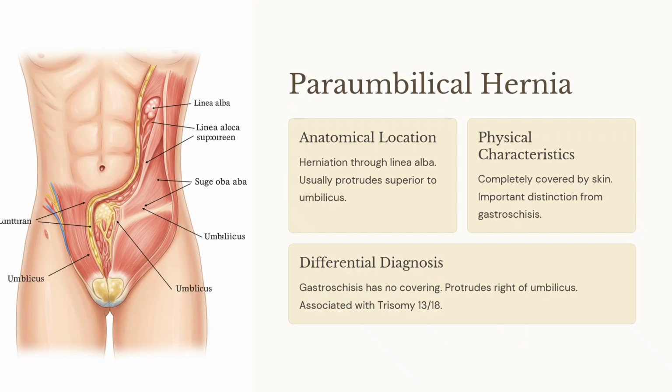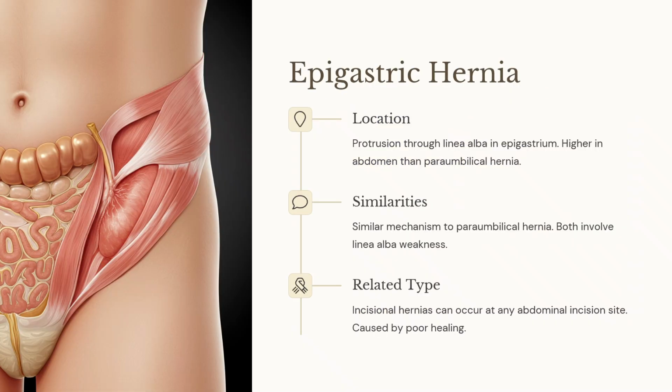What is a paraumbilical hernia? As the name says, this herniates through the linea alba, but superior to the umbilicus. So this is also covered by the skin. That is the distinction from gastroschisis. Gastroschisis will have no covering. Gastroschisis as well as omphalocele can be associated with trisomy 13, 18, and Beckwith-Wiedemann syndrome.